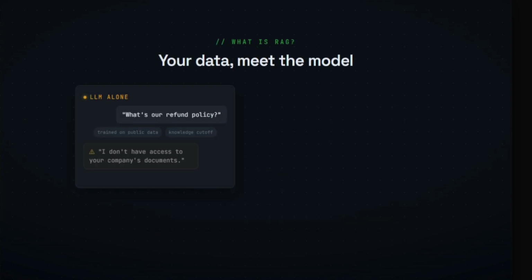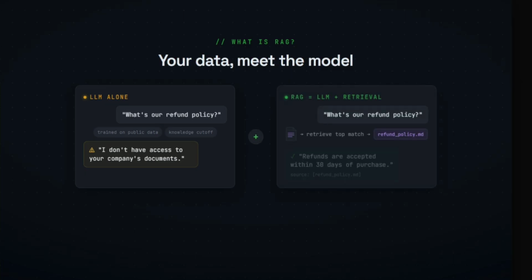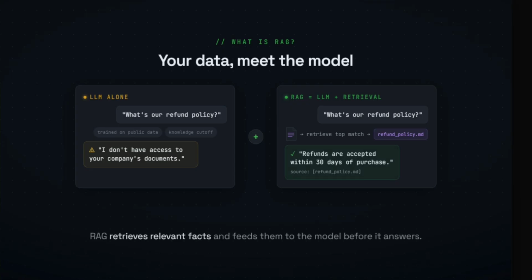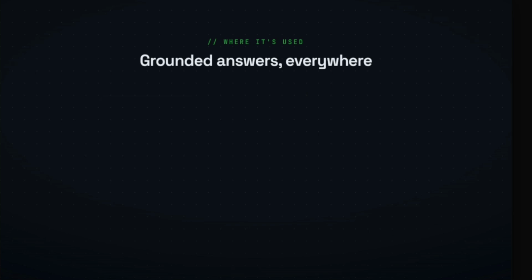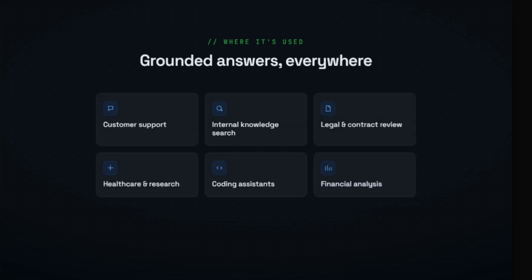On their own, language models only know what they were trained on. Ask one about your private documents and it simply can't answer. RAG solves this. It retrieves the relevant facts from your own data and feeds them to the model before it responds. The one idea powers many real products: customer support, knowledge search, legal review, healthcare, coding, and finance. Anywhere answers must come from specific documents, RAG shows up.